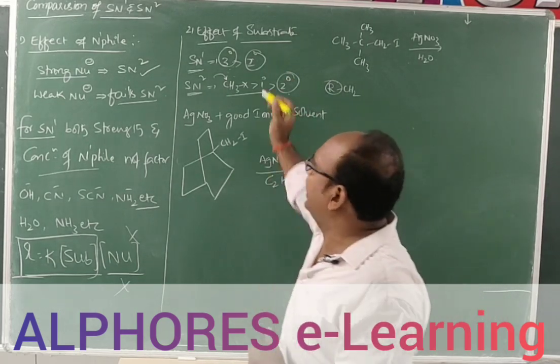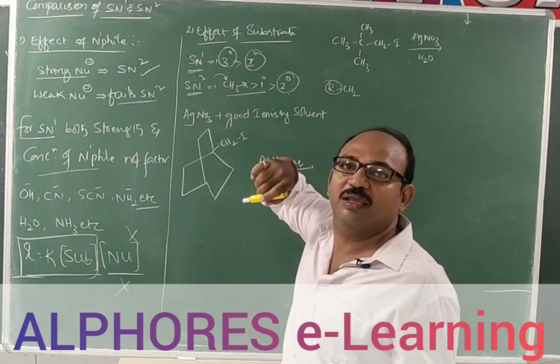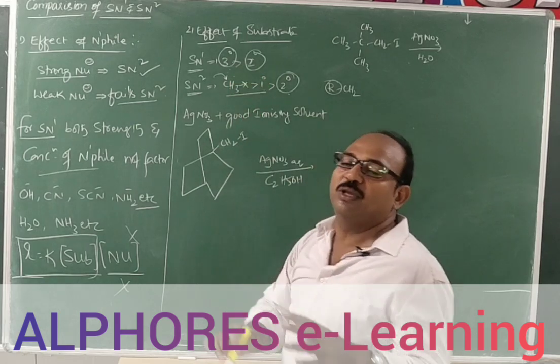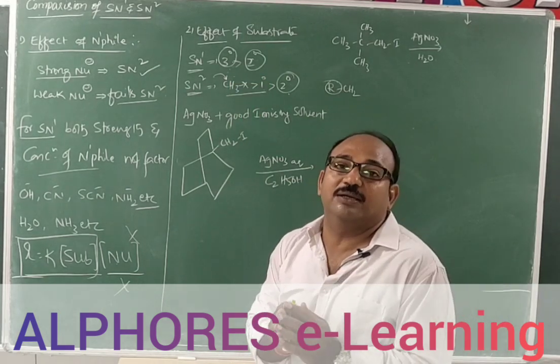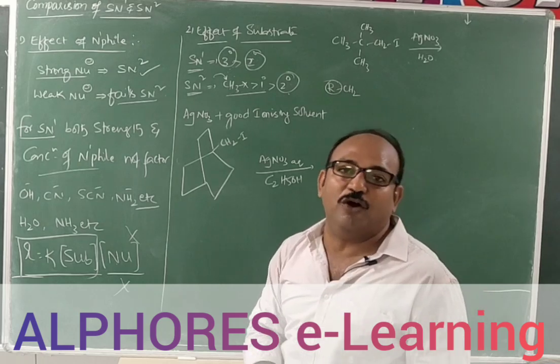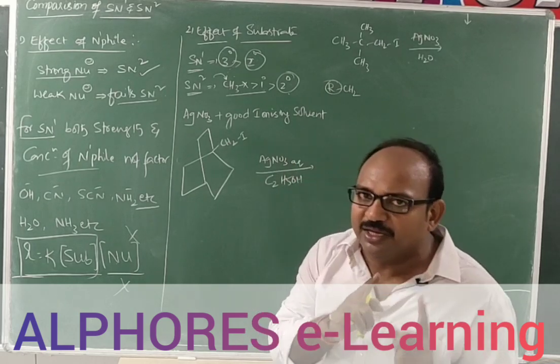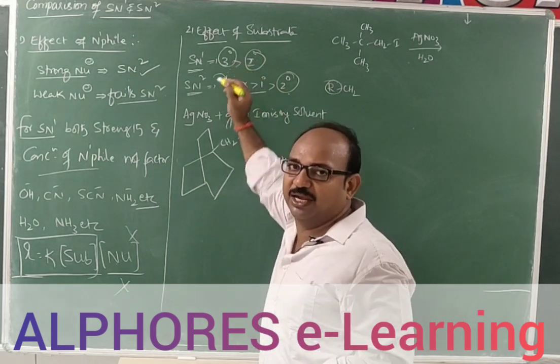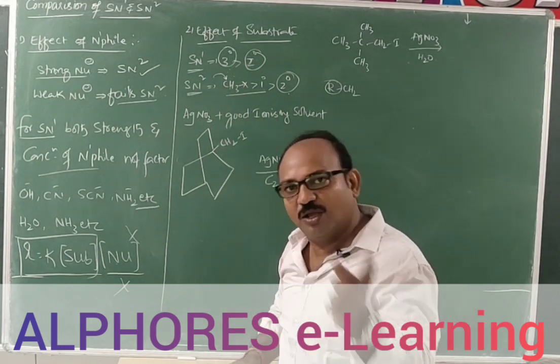If the substrate is tertiary, obviously SN1. And remember that because it is tertiary, it is able to form a more stable carbocation. But that more stable carbocation formation is possible only in polar solvents. So when you consider a tertiary alkyl halide, by default the solvent is polar.